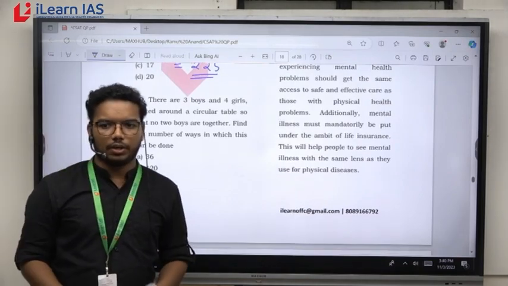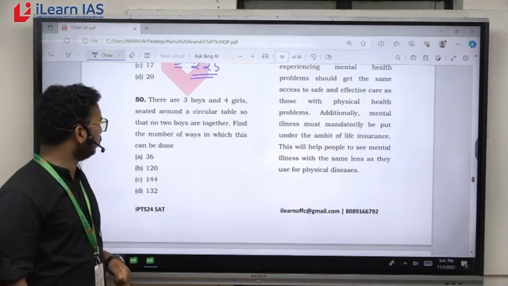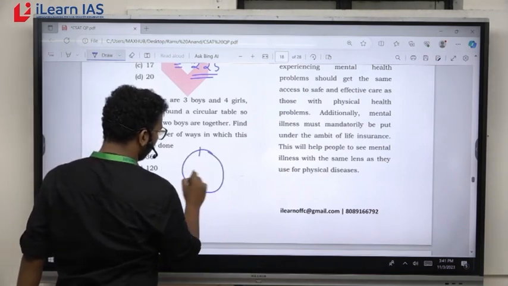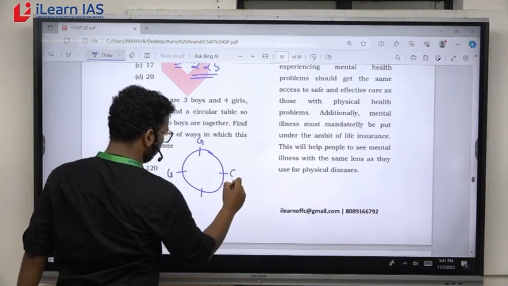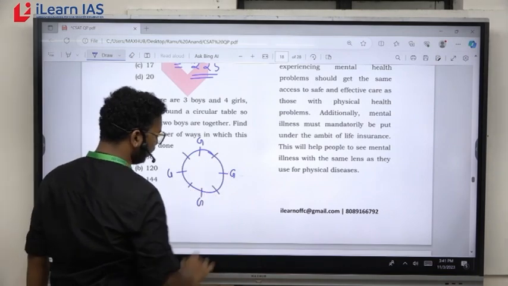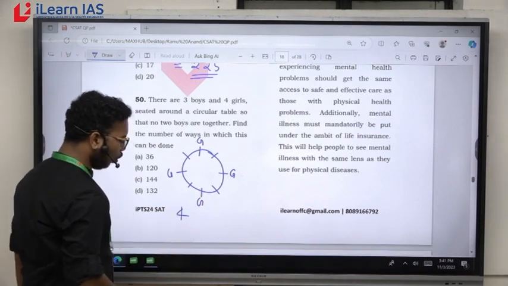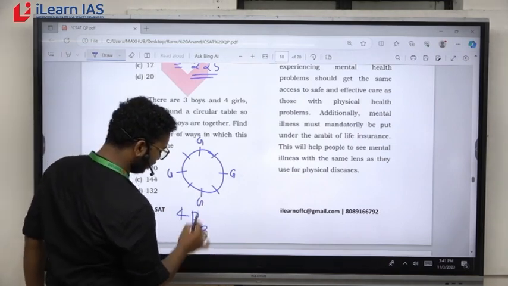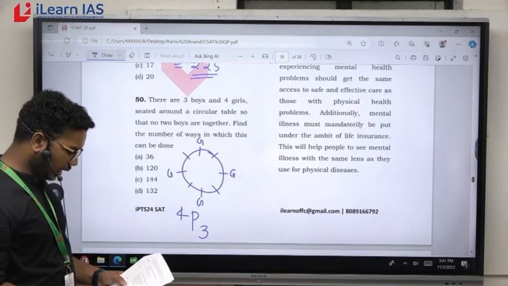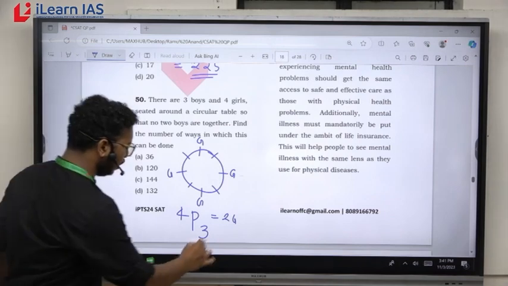Yes. Now we have the 50th question. There are 3 boys and 4 girls seated around a circular table so that no 2 boys are together. Okay. We take a circular table. We need 4 positions for girls: girls, girls, girls, girls. Now the boys must be in between these. How many places do we have to place the boys? We have 4 places, and we need to place 3 in them. That is 4P3, which is 24. So we can place them in 24 ways.